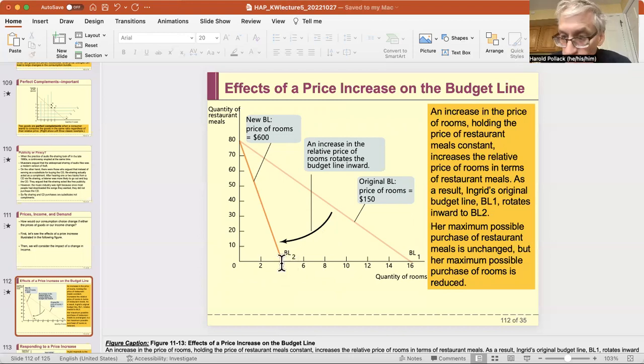The most I can get is 4 rooms. So this y-intercept doesn't change at all because I haven't changed the price of meals. The whole budget line rotates like that. Okay? But I'm a lot poorer now because look at all the range here I used to be able to buy, I can't buy anymore. These used to be feasible for me, now they're infeasible. So the budget line really moved with that price increase.